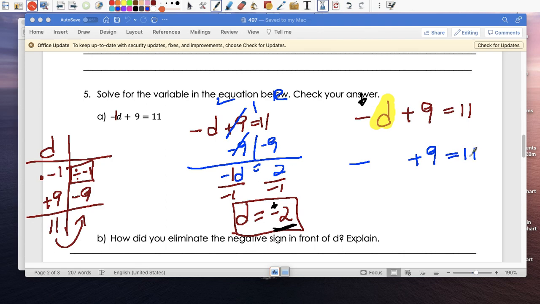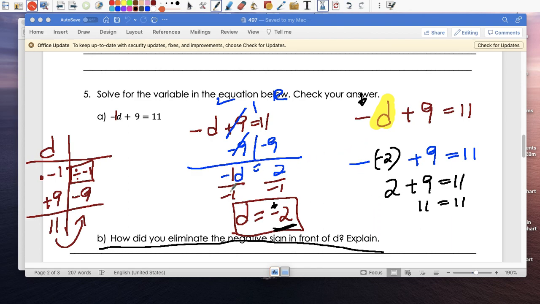Everything that's already there is that minus sign plus 9 is 11. So if I could, with my fingers, take the letter D out, and then I'm going to replace that with negative 2. Because the number is negative, I'll put it in parentheses. So this is what you have. Now, negative and negative is a positive, so that becomes 2 positive plus 9 equals 11, and then 11 equals 11. Ta-da! And B, how did you eliminate the negative sign in front of D?